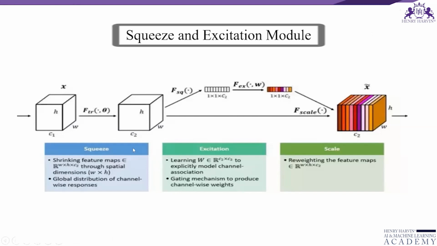So let us try to understand this a little better. In squeeze, feature maps are shrunk through spatial dimensions, giving a global distribution of channel-wise responses. In excitation, it learns weights to explicitly model channel association, using a gating mechanism to produce channel-wise weights. Then it reweights the feature maps.